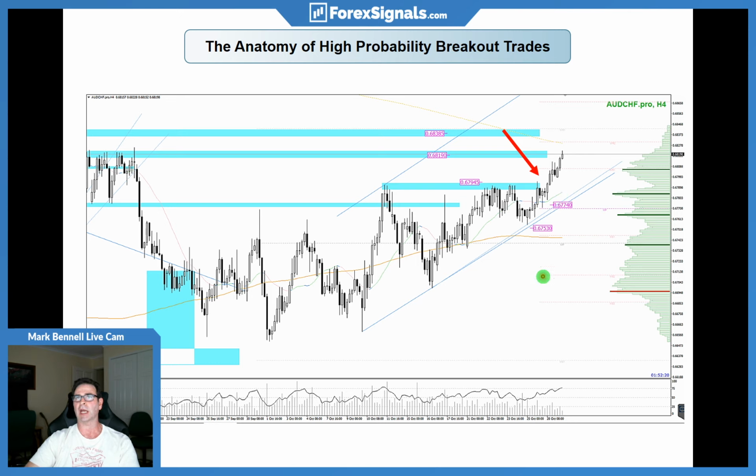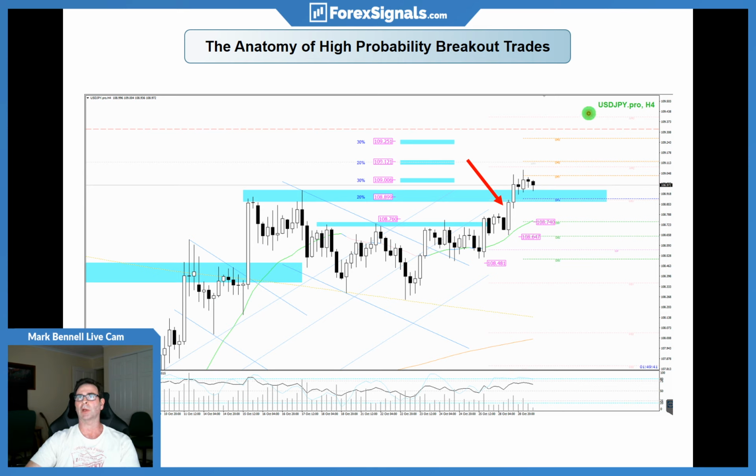Doesn't take much. You don't need much. You just need to see evidence of what's going on. Supply being soaked up through here. A test, supply being soaked up, push back up, outside engulfing. We've learned about those the last couple of weeks. What's not to like about this?